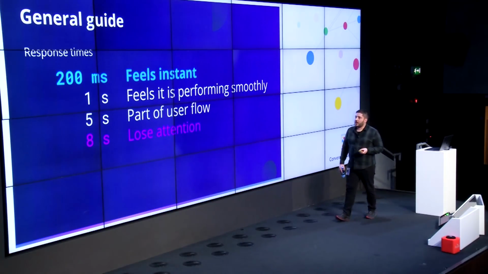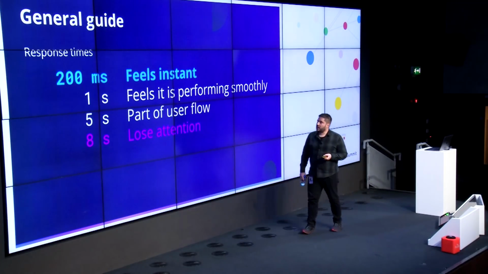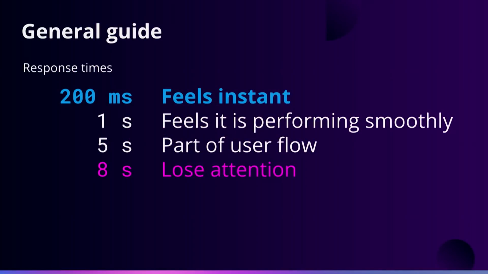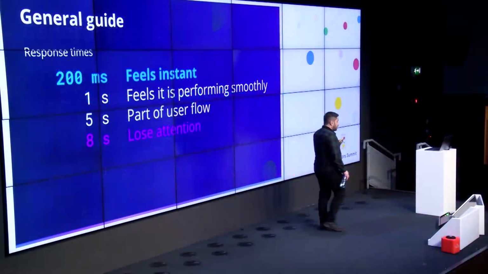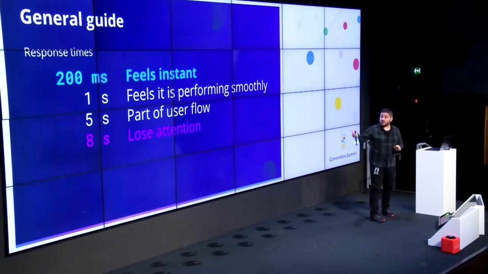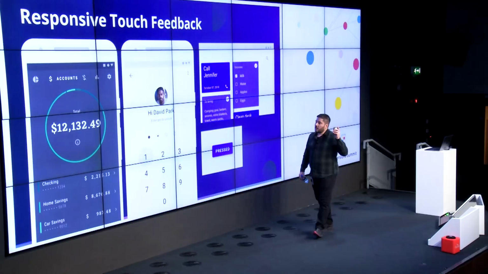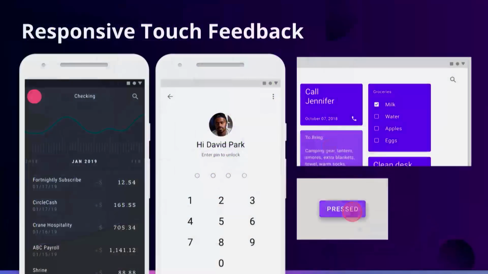So when thinking about speed, generally speaking, 200 milliseconds feels instant. 1 second feels smooth. 5 seconds is an acceptable part of the flow, but only if the user's really bought in. By the time you get to 8 seconds, you will lose people's attention. So making experiences really critically fast is important. But it's all perceptive. Everything is interconnected.